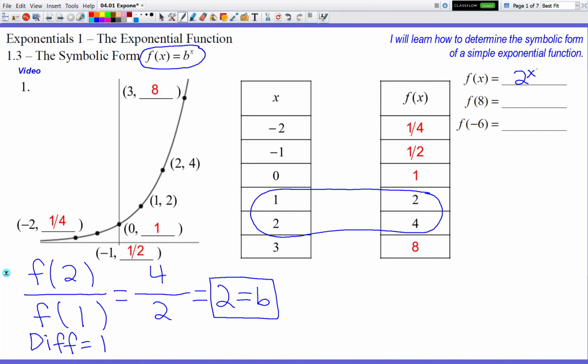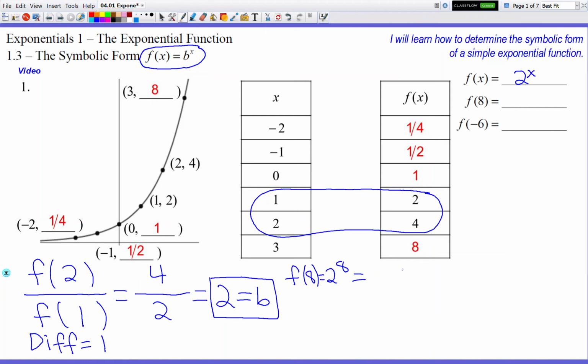Okay, and then I'm going to start using this equation to figure out what happens when x is 8, or what happens when x is -6. So I'm going to plug in those x values into the equation that we just figured out, and we're going to crunch all the numbers, and we're going to get our answer. So first of all, we're going to plug in an 8. So f of 8, I forgot to write that, f of 8 equals 2 to the 8th power.